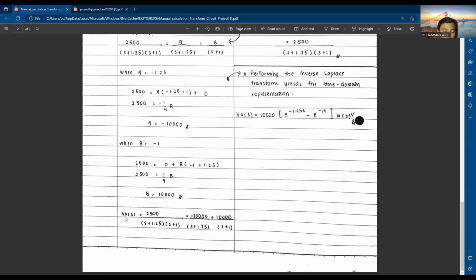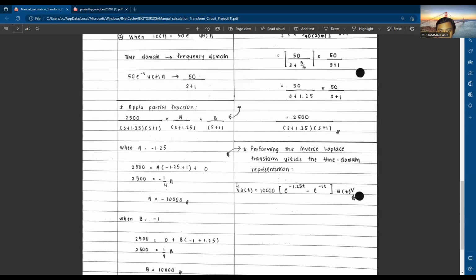So we write the formula given and put the value of A and B in this formula. So 2500 over (S plus 1.25)(S plus 1) equal to, this is the value of A, negative 10,000 over S plus 1.25, plus this is the value of B, 10,000 divided by S plus 1.